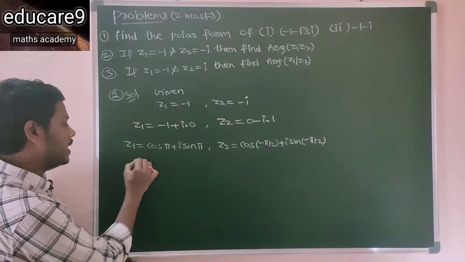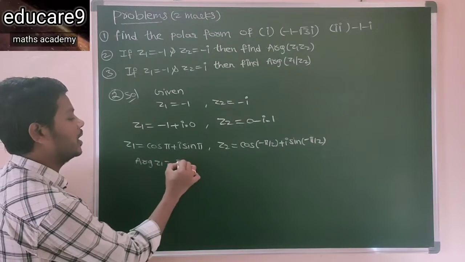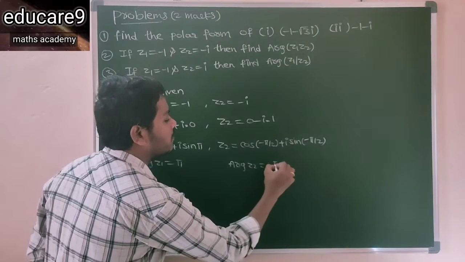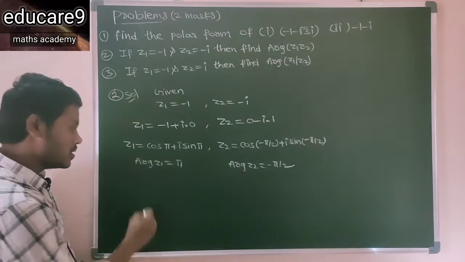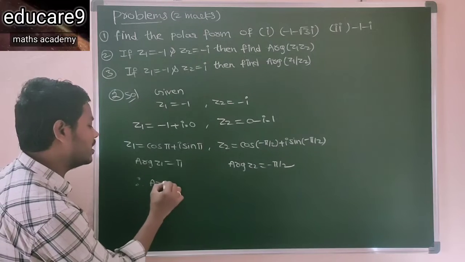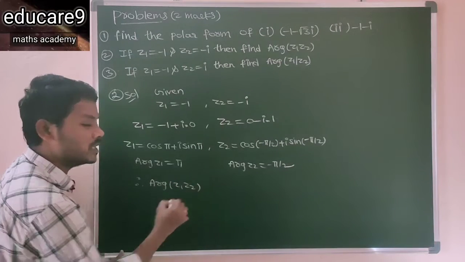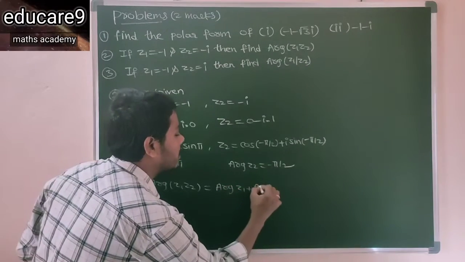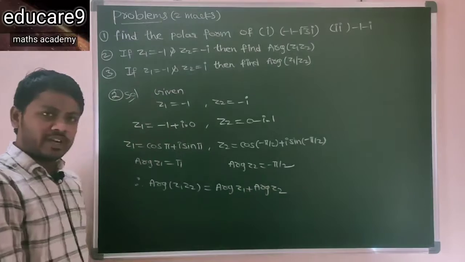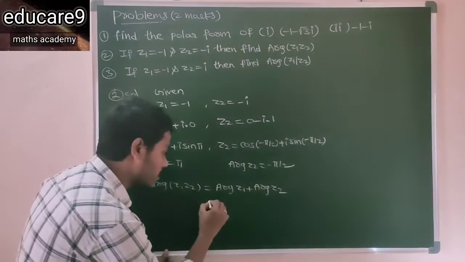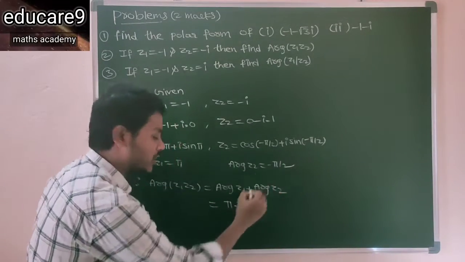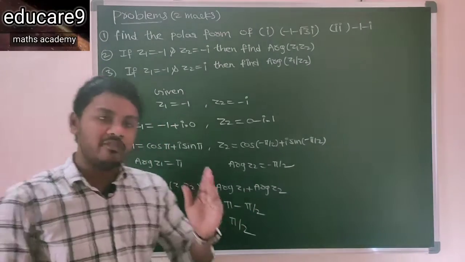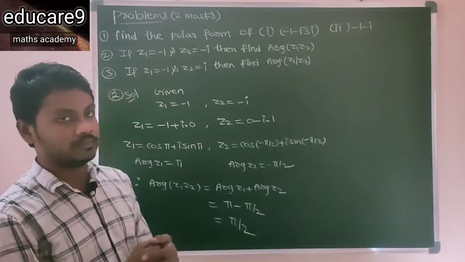So clearly, argument of z1 is what? Pi. And here argument of z2 is what? Minus pi by 2. So therefore argument of z1 z2 is argument of z1 plus argument of z2. So what is argument of z1? That is pi. So pi minus pi by 2 is pi by 2. So therefore argument of z1 z2 value is pi by 2.